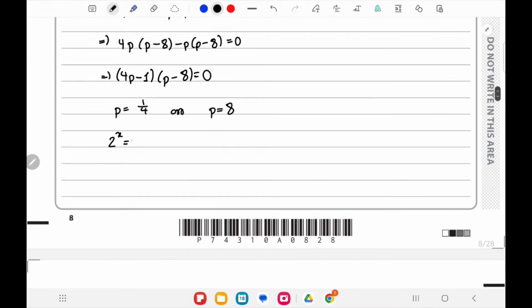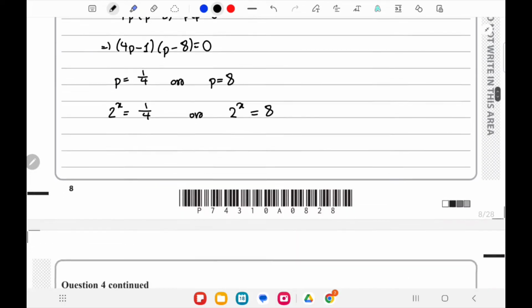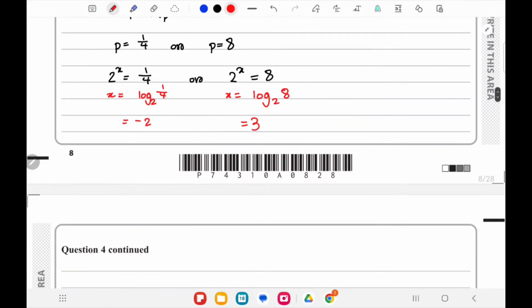So either 2 to the power x is 1 by 4 or 2 to the power x is 8. So x is minus 2 over here and x is 3 over here. You can just see this directly, or if you want to calculate this, you can bring in logarithms. So x equals log base 2 of 1 by 4, which is minus 2, and this as log base 2 of 8, which would be 3.